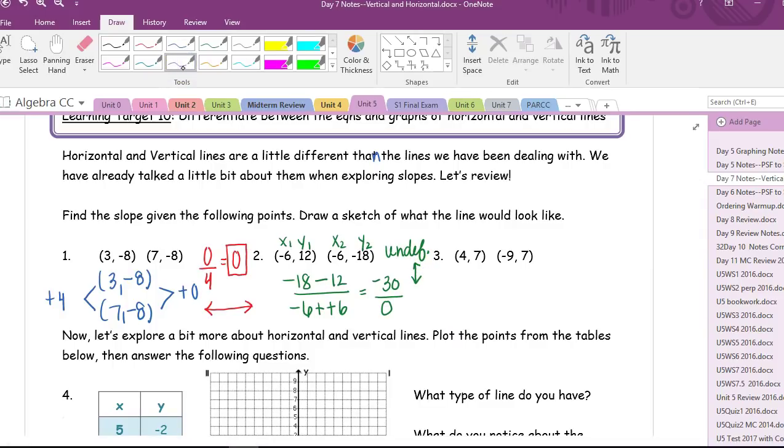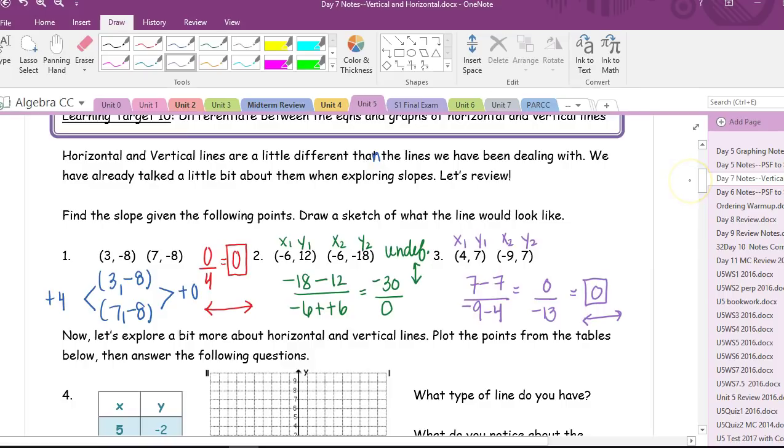Okay, one more of these. I'm going to do the formula again. y2 minus y1 over x2 minus x1. And you should get a 0 over -9 minus 4 is -13. 0 on top gives you a 0. That means you have a horizontal line.